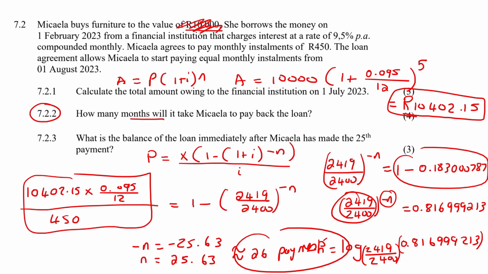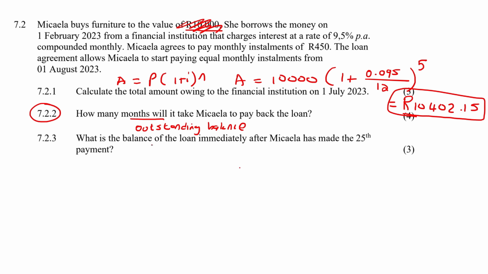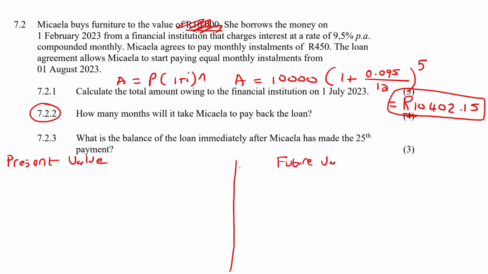This next question says, what is the balance of the loan immediately after Michaela has made the 25th payment? This last one says, what is the balance of the loan? That actually just means outstanding balance. So I'll start with the present value method. You only need to do one in the exam though, okay? And then I'll show you the future value.